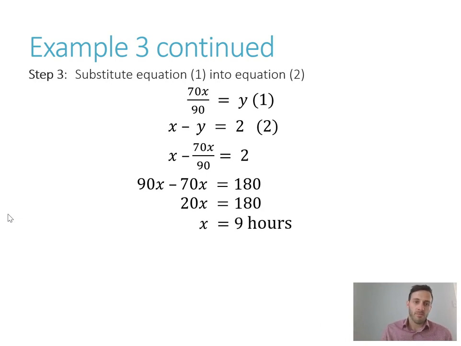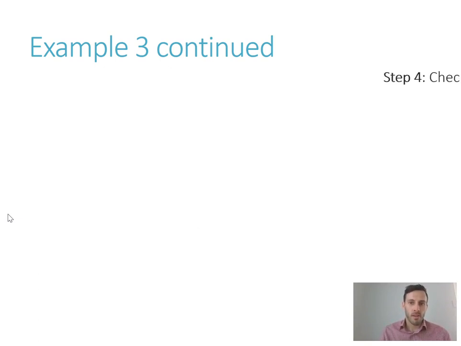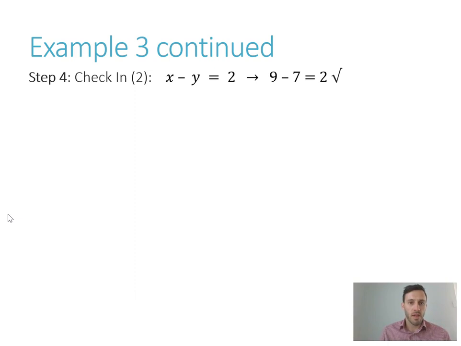Now almost there. What we're going to do first though is substitute that back into our original equation and solve for y. So we get 9 take y equals 2, and end up with y equals 7 hours. Okay. Now we can check that in our original data. So we take one of our original equations, and we substitute x equals 9, y equals 7, and we find out, yep, that works. It's great.